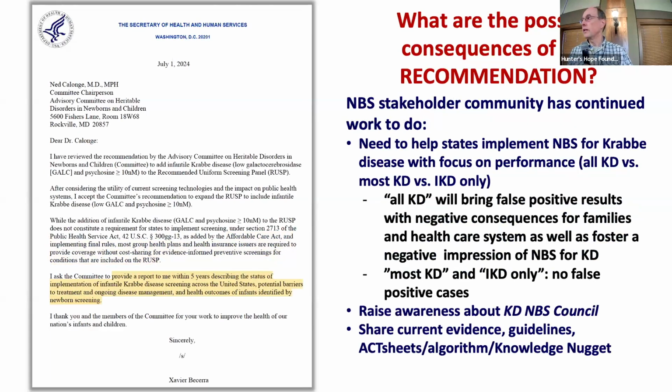The newborn screening stakeholder community is not done, because we now have to help the states to implement screening for Krabbe disease. And I think we should do this continued with focus on performance. So do you want to identify all Krabbe disease cases, or most of them, or infantile Krabbe disease only? If you want all of them, then you will have false positive results. Because we know with a cyclozine of 2, some cases with late onset Krabbe disease have values below that.